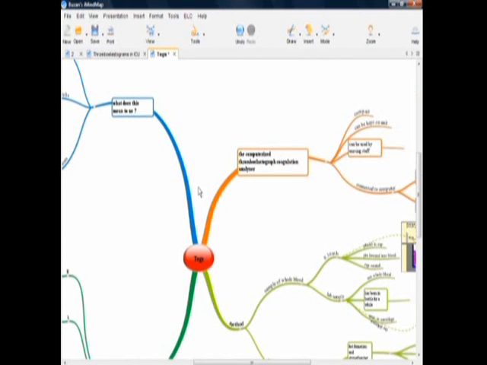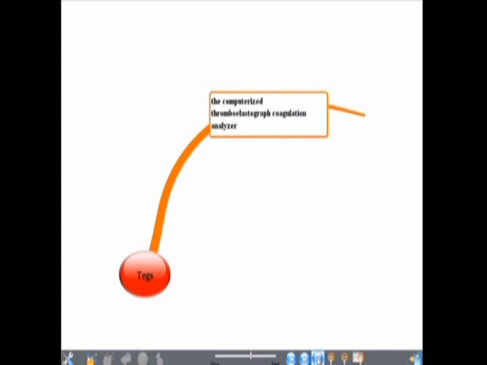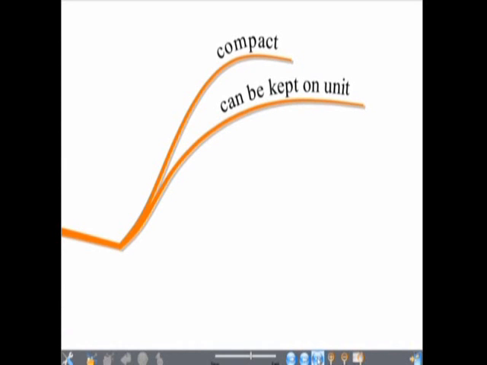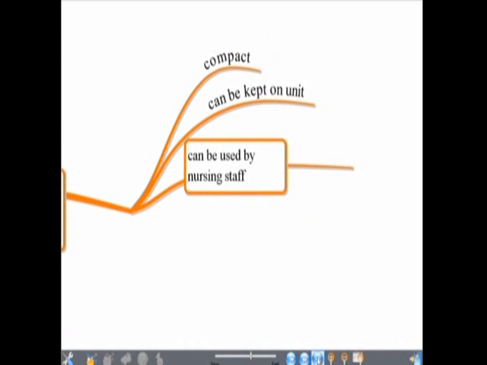The third one, actually this one is a better one than the one I just showed you, but we'll get into it again. Okay, the machine itself. The machine is called a computerized thromboelastography coagulation analyzer, and you saw the picture of it before. It's a nice little compact machine which you can put right next to the blood gas machine, and it can be kept on the unit and used by all nursing staff once they've been trained and signed off as competent to use it.